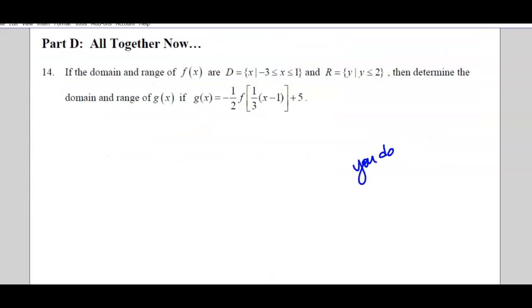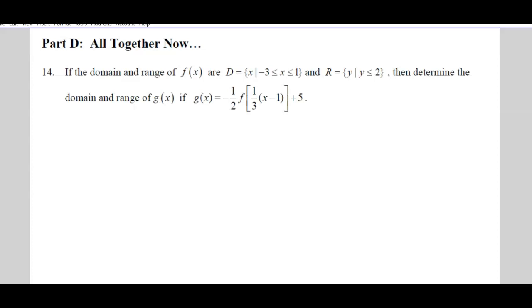13, 14 says if the domain and range are given, okay. Notice how they didn't put in x element of the reals, but we should have, okay. This was from a couple years ago. Then determine the domain and range of g of x after all those transformations.